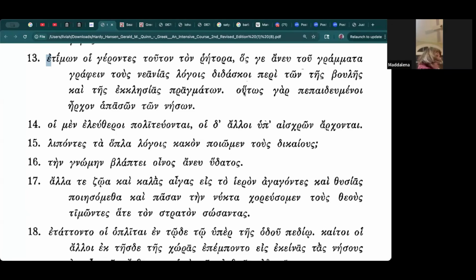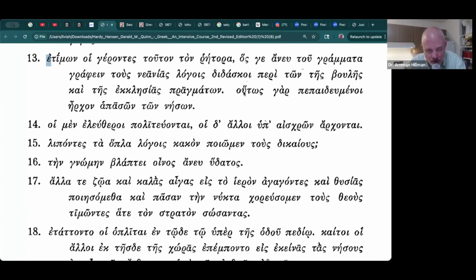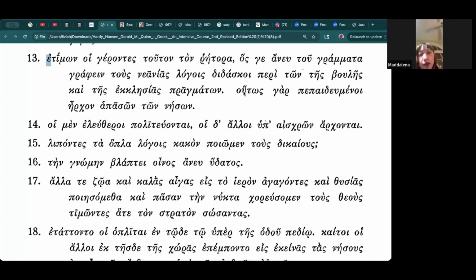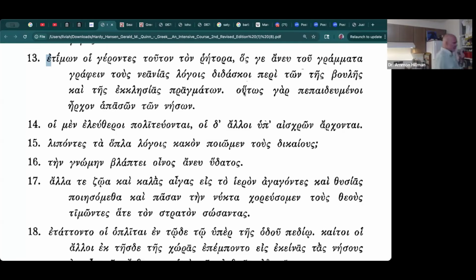Free people rule for their own advantage, but others are ruled, archontai, by aiskron, by shameful people. Yeah. Free people rule for themselves. Others are ruled by the shameful. Okay, they're trying to do what Solon and those guys were doing at the end. They're trying to kind of replicate that.